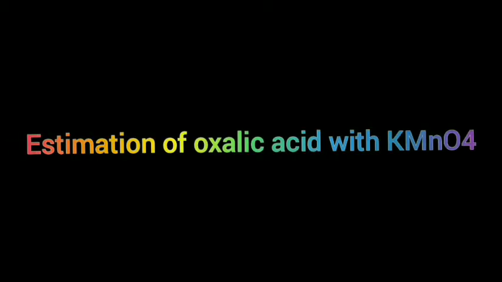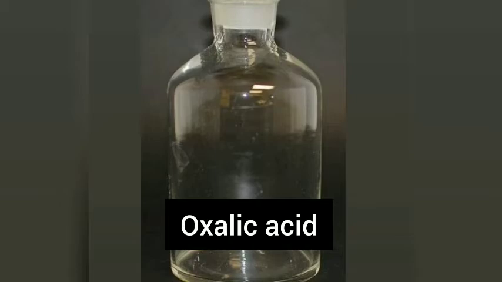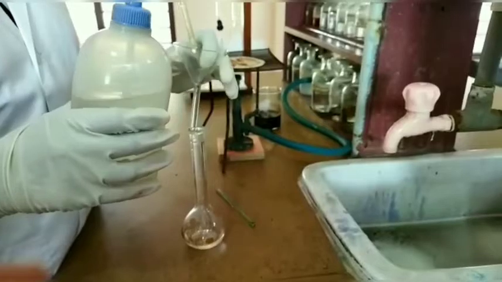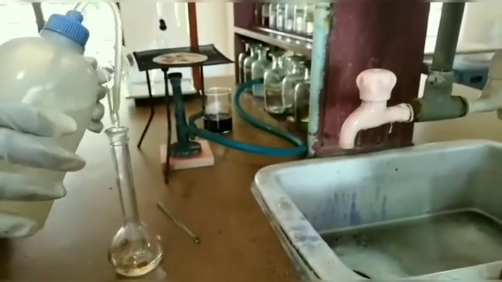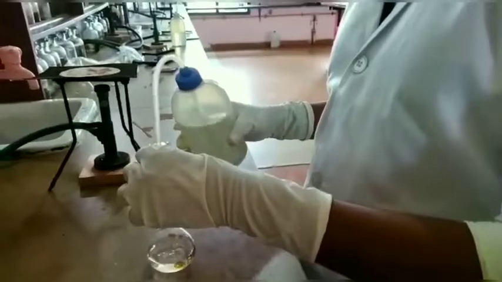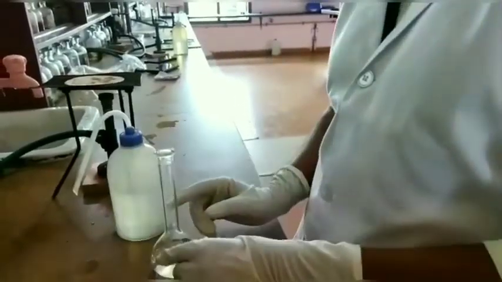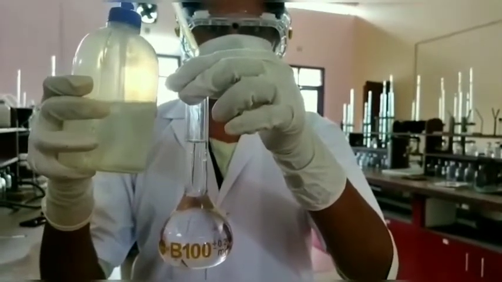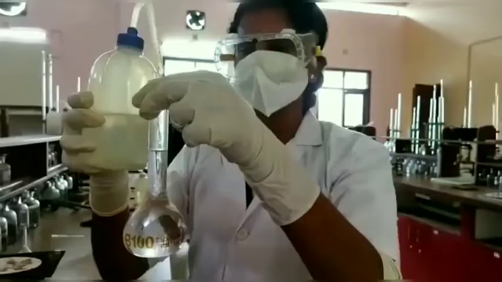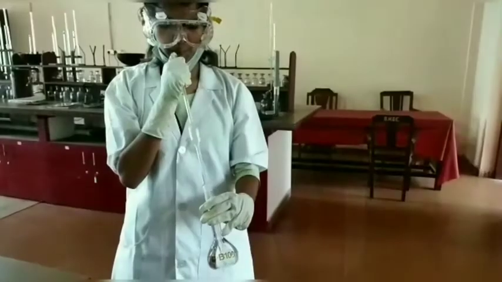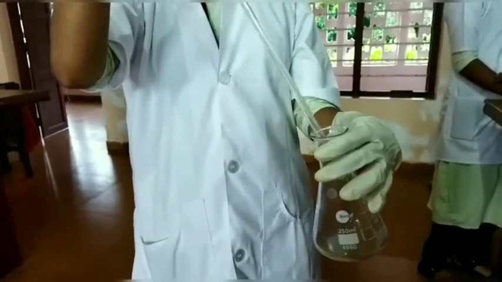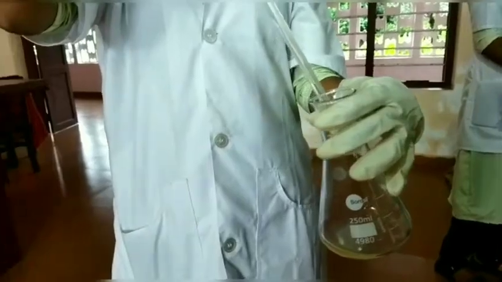Next, let's do the estimation part. Estimation of oxalic acid using potassium permanganate. We are provided with oxalic acid in a reagent bottle. Transfer this oxalic acid into a standard flask using a funnel and add distilled water slowly into it. Then make up to 100 ml. Close the standard flask and shake it very well. In pipetting, repeat the same steps as we have done in the standardization part and transfer the 20 ml pipetted solution into the conical flask.